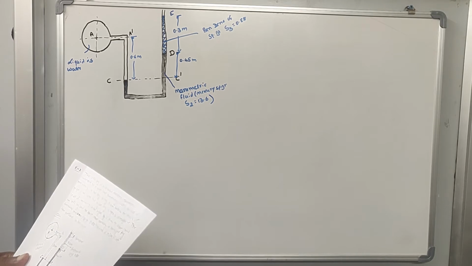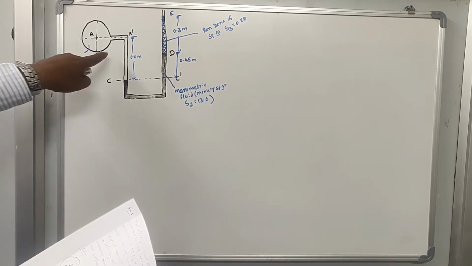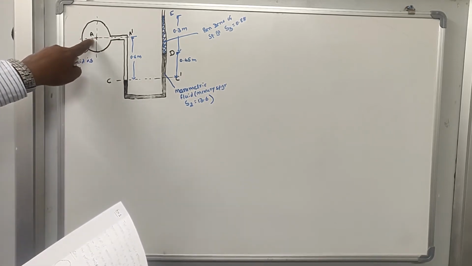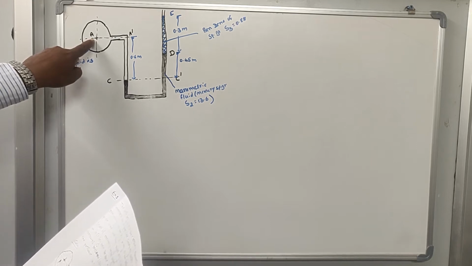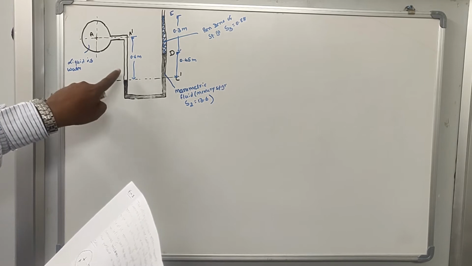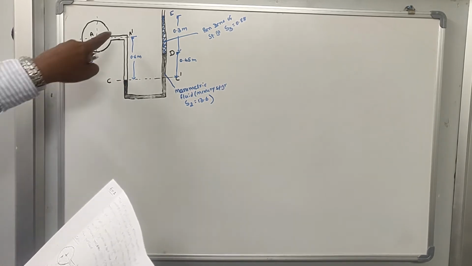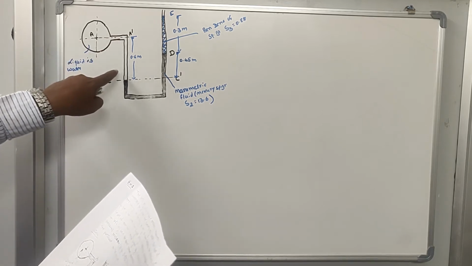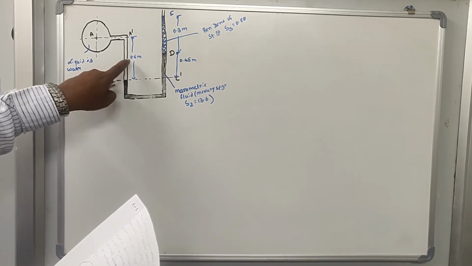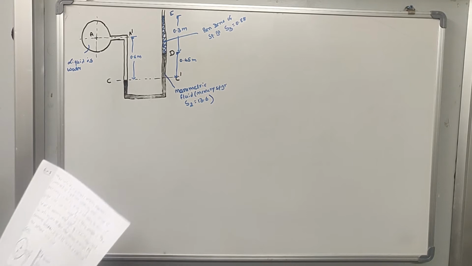In this, the left leg of a U-tube mercury manometer is connected to a pipe. So this is the left leg of the manometer. It is connected to a pipe. Inside this pipe, the water is flowing. The level of mercury in the left is 0.6 meter below the center of the pipeline. Okay, this is the center of the pipeline. The mercury column is 0.6 meter below the pipeline, and the right leg is open to the atmosphere.